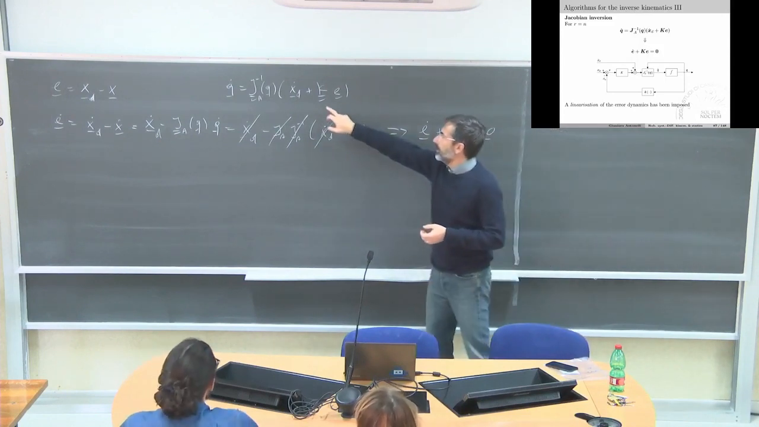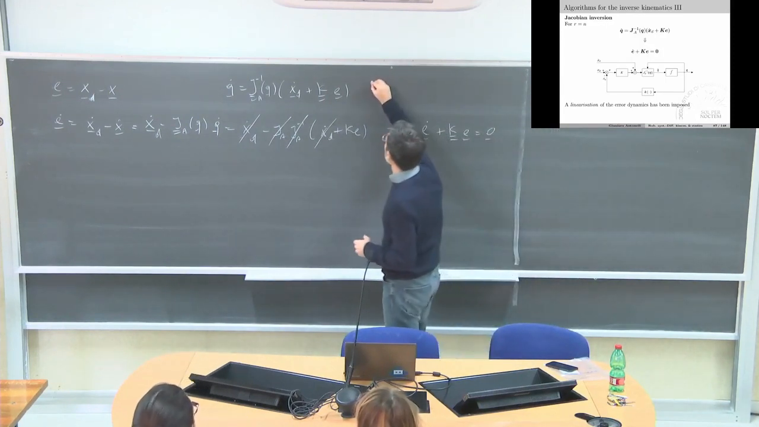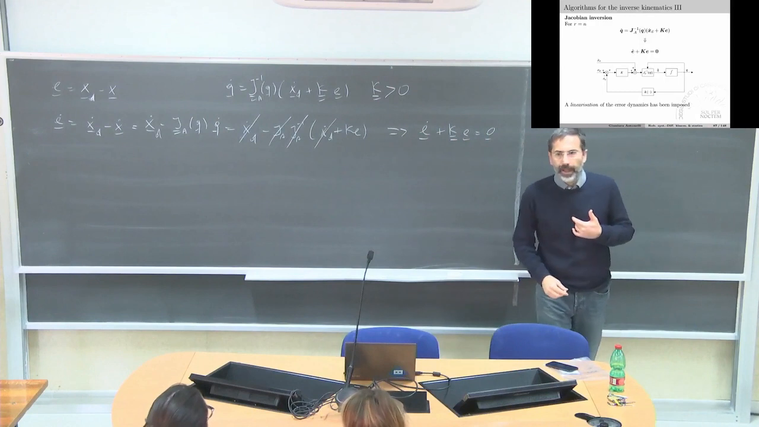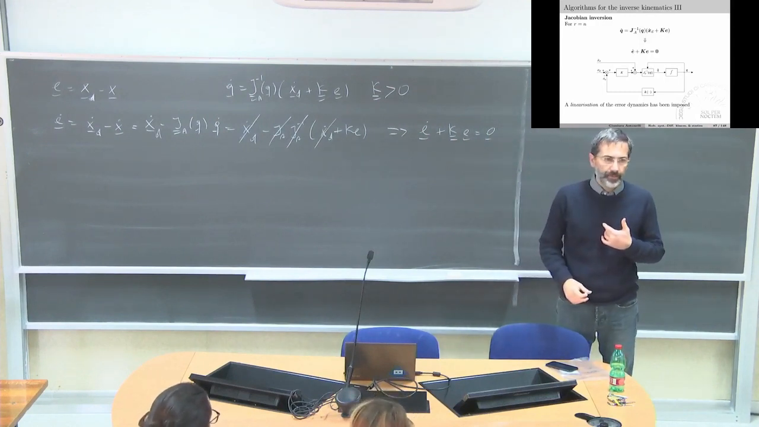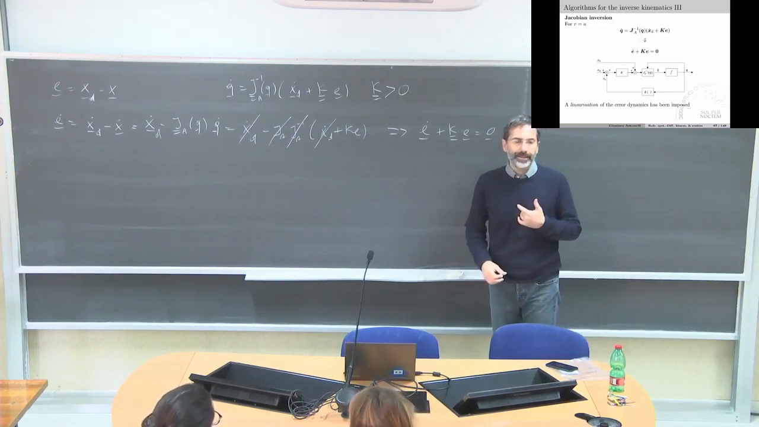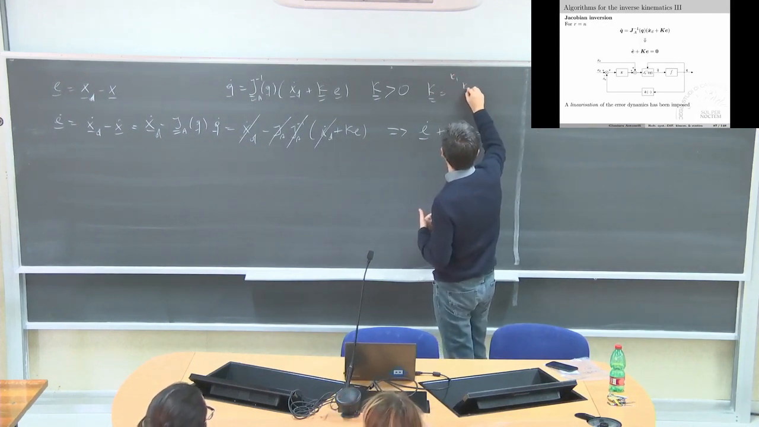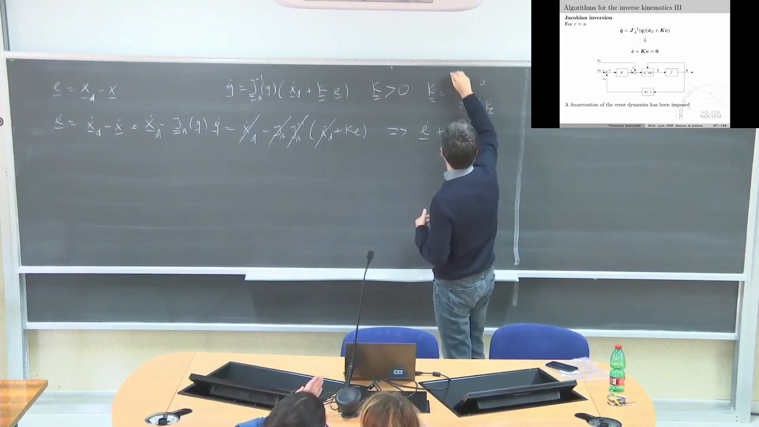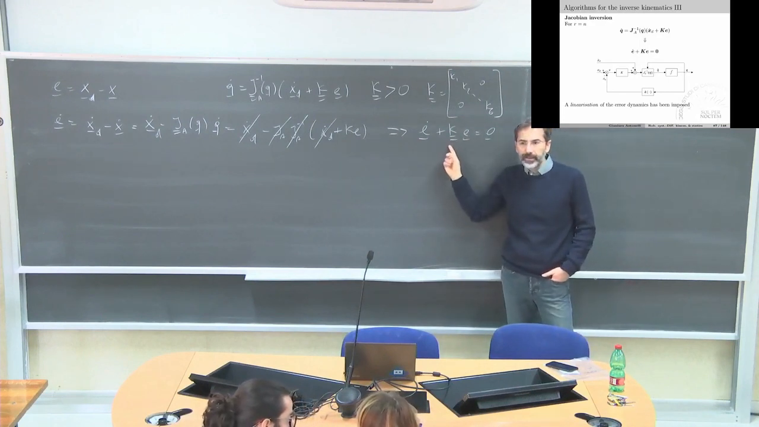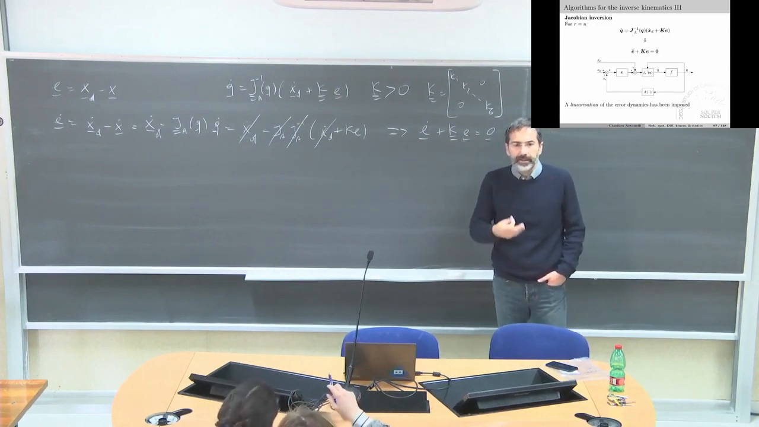K is a design matrix. I select K. K is the matrix with all the gains. If I do not have any specific reason, I select K as a diagonal matrix. But if this is diagonal, I simply have six scalar linear differential equations.